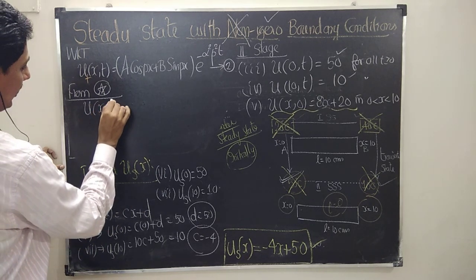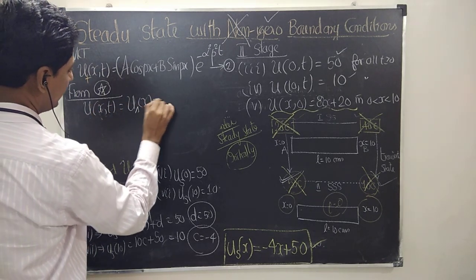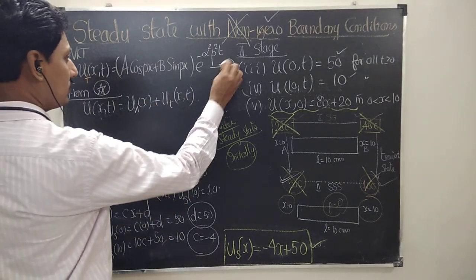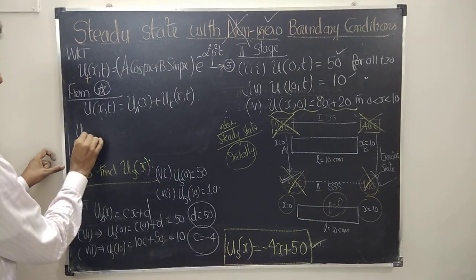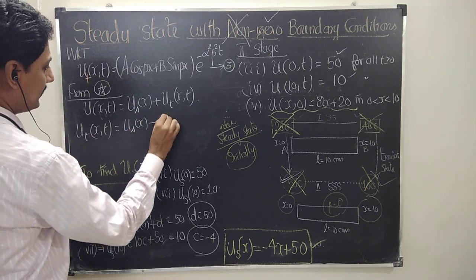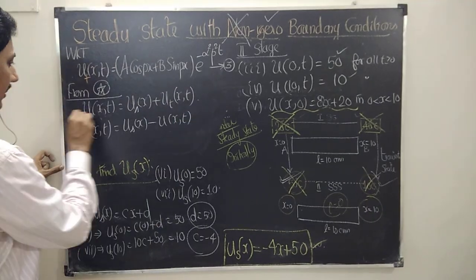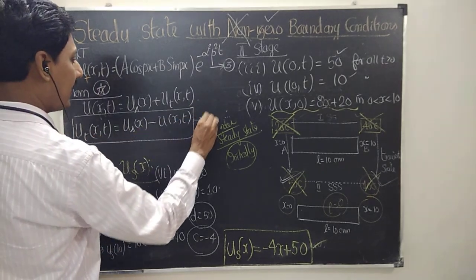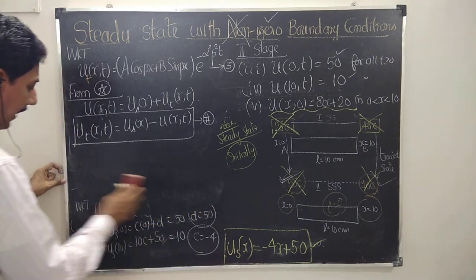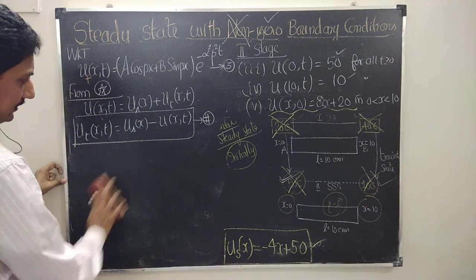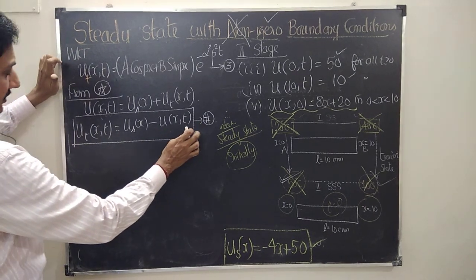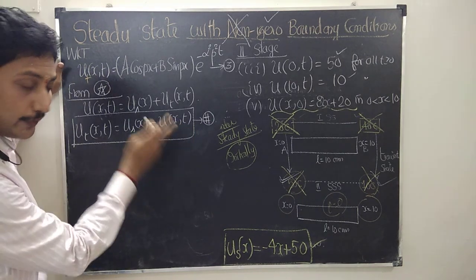u of x comma t is equal to u_s of x plus u_t of x comma t. Isn't it right? So this can be named as equation number 3 now. So u_t of x comma t is equal to u_s of x minus u of x comma t. I can rearrange this one, so this is my hash equation. Our aim is to determine u_t of x comma t, but for that I need some zero boundary conditions, and I can get them from the hash equation.